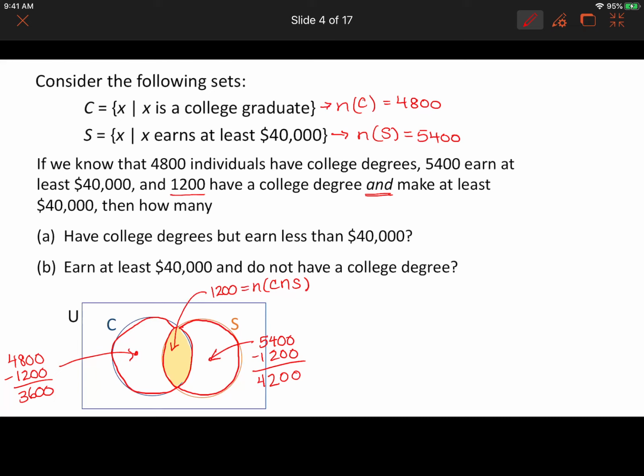Okay, so let's see if we can answer these questions. How many have college degrees but earn less than 40,000? Well, that's exactly this region here, the number of people in C but not in C intersect S. So this is going to be 3,600. How many people earn at least $40,000 but do not have a college degree? That's going to be this region here in S that we just found, and there are 4,200 people there. All right.